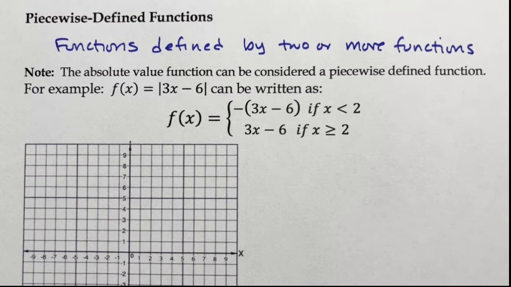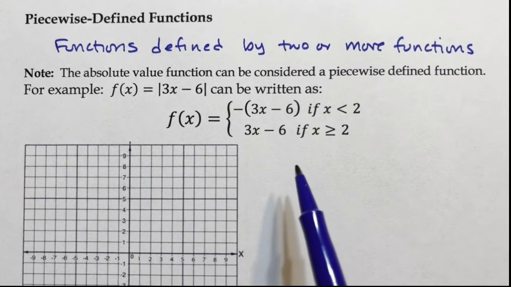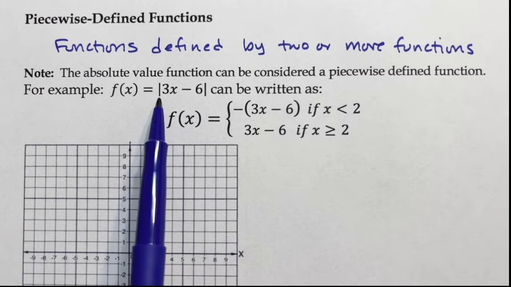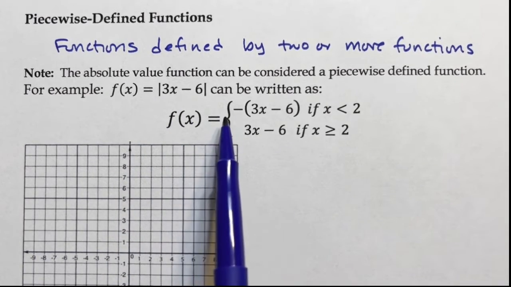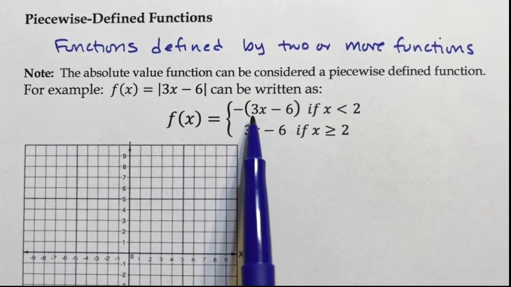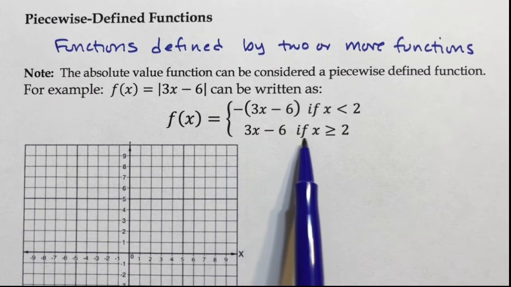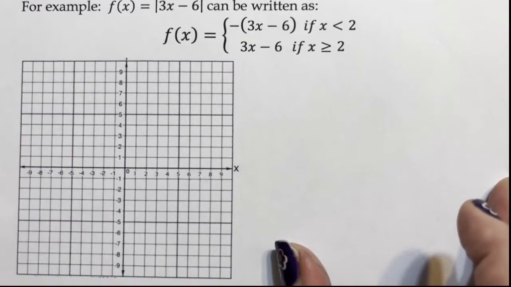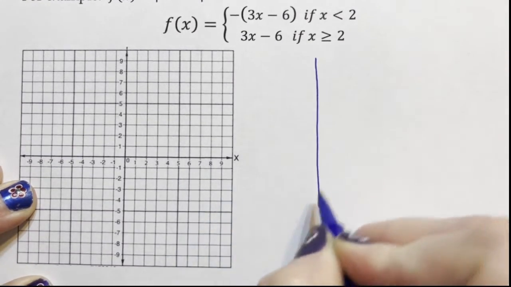What I wanted to do, which I think is interesting, is we can define the absolute value function as a piecewise function. So if I have the absolute value function as the absolute value of 3x minus 6, I can rewrite that as the piecewise function of negative (3x minus 6) if x is less than 2, and 3x minus 6 if x is greater than or equal to 2. So let's jump in and see exactly how this would look if I did a table of values.